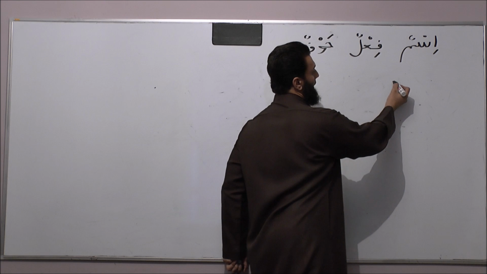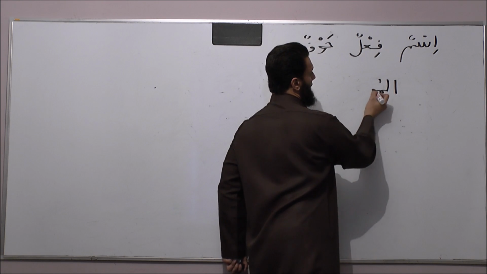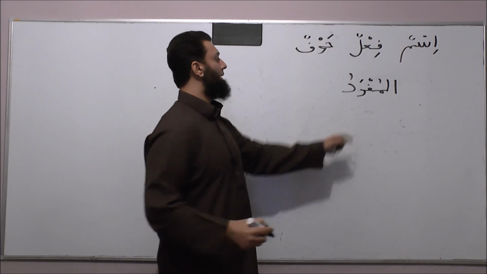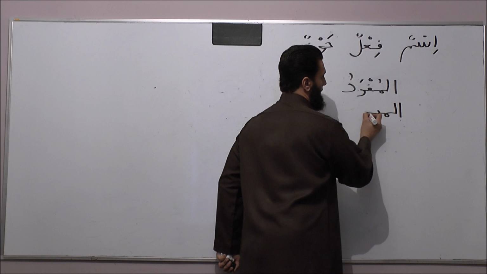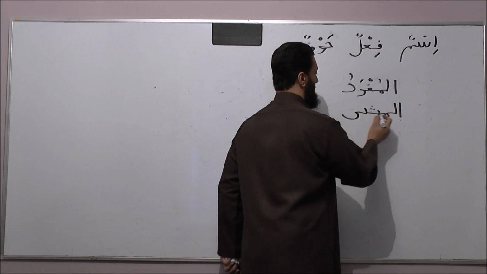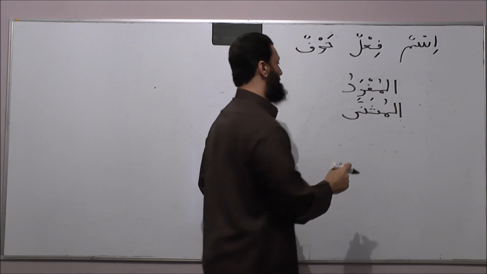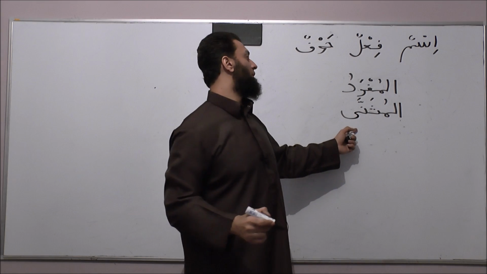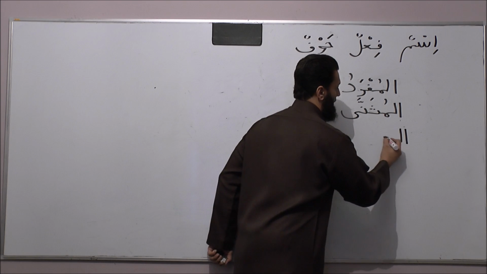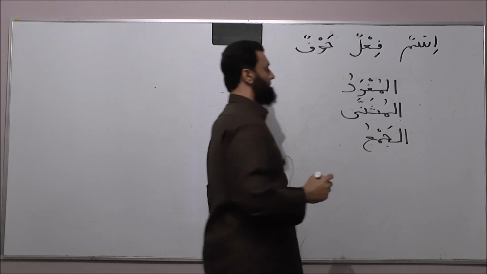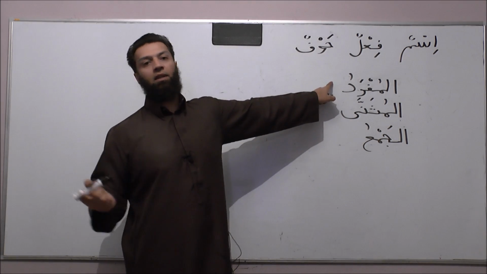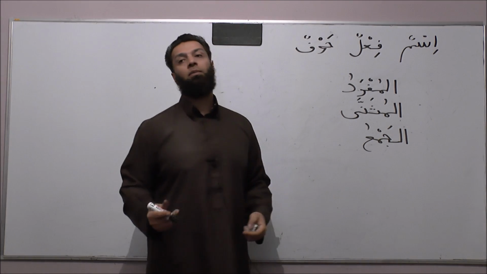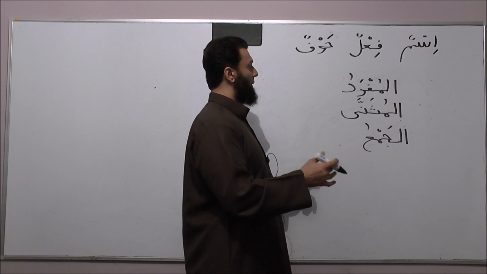We have al-mufradu, which is the singular. We have al-muthanna, the dual, and we have the plural, which is al-jam'u. Al-mufradu, such as kitabun, al-muthanna, such as al-kitabani, and al-jam'u, such as kutubun, and we're going to explain each one of these in greater detail.